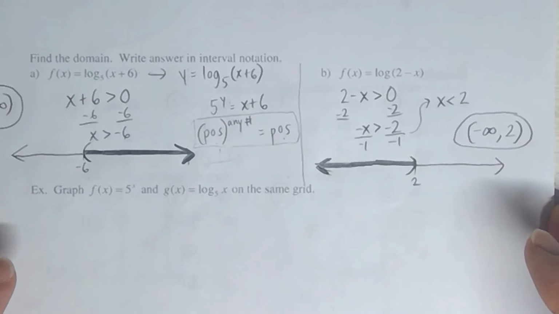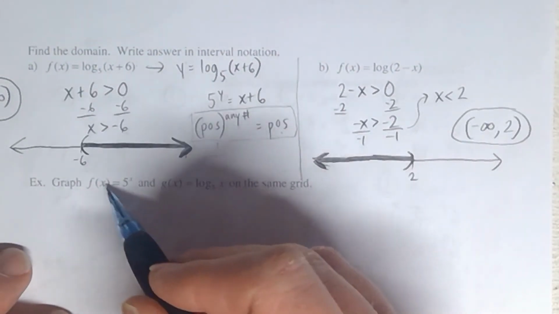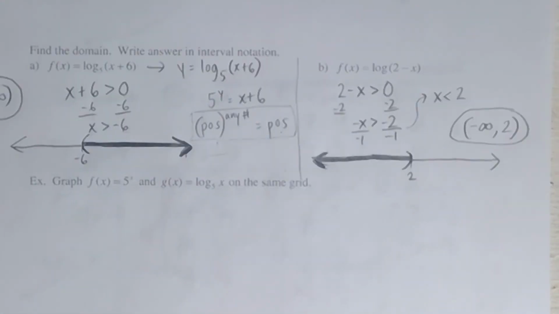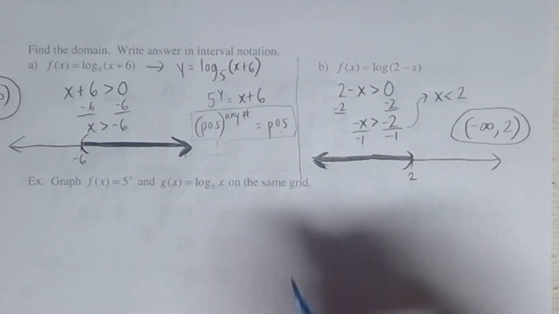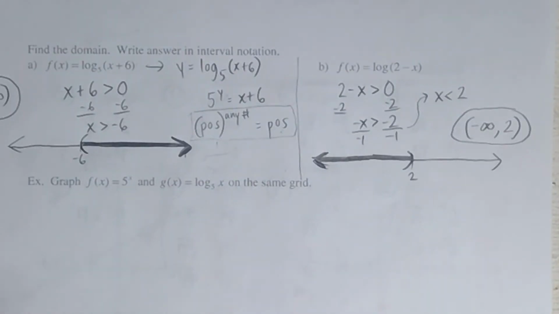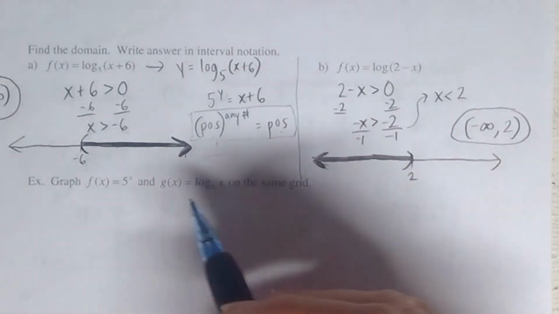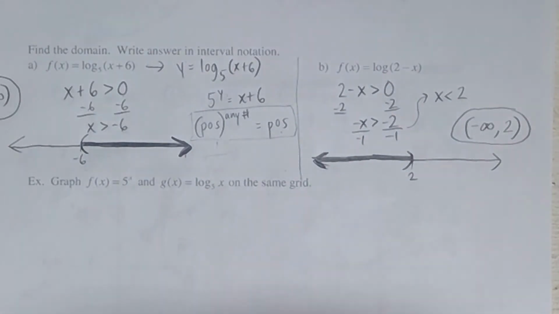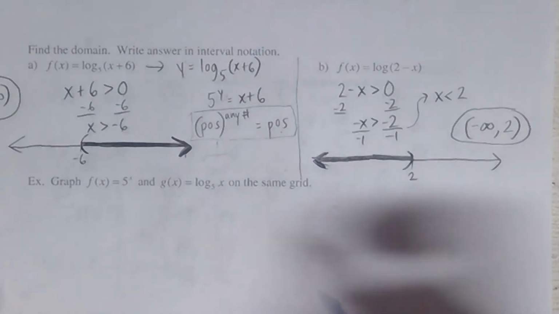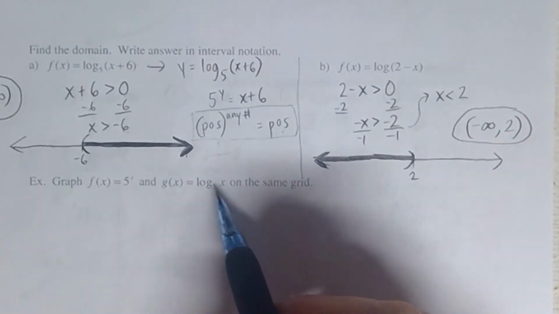Finally, one last problem here. It says graph 5 to the x. Well, hey, we already did that in section 9.1, but it asks us on the same grid, meaning on the same xy graph, to go ahead and graph this as well. Well, here's the good news with that. This is the inverse of that.